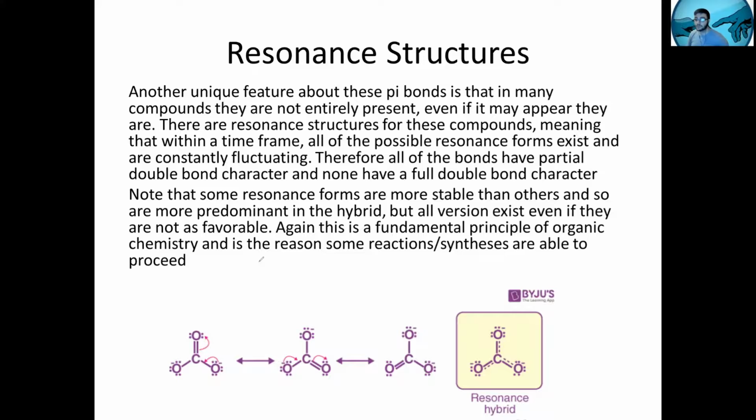Note that some resonance forms are more stable than others. For example, here these are all the same, because they're just flipped, so they're all equal. But in other cases, there are ones that are more favorable and more unfavorable. They all exist, but some exist more than others. It's a fundamental principle of organic chemistry, and again, the reason why a lot of reactions in organic chemistry are able to proceed.